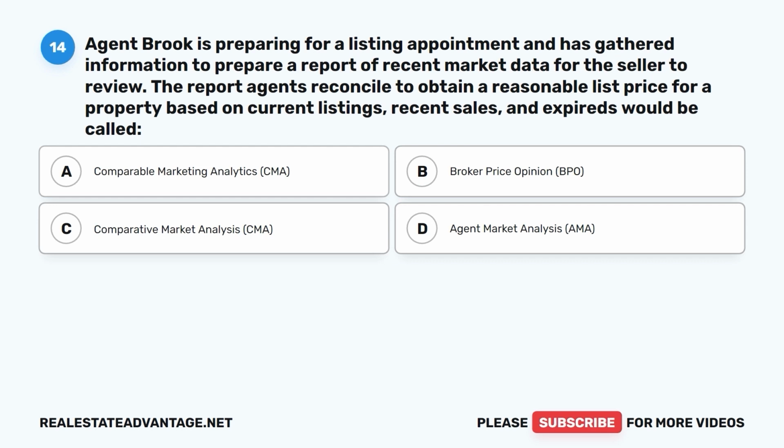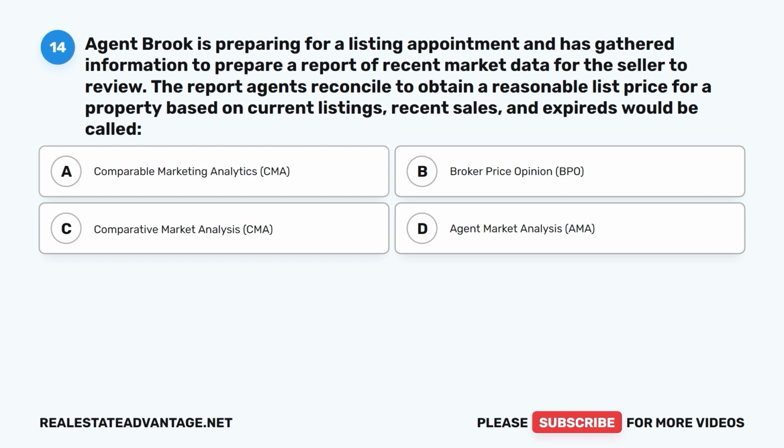Question 14. Agent Brooke is preparing for a listing appointment and has gathered information to prepare a report of recent market data for the seller to review. The report agents reconciled to obtain a reasonable list price for a property based on current listings, recent sales, and expireds would be called A. Comparable Marketing Analytics, CMA. B. Broker Price Opinion, BPO. C. Comparative Market Analysis, CMA. D. Agent Market Analysis, AMA.